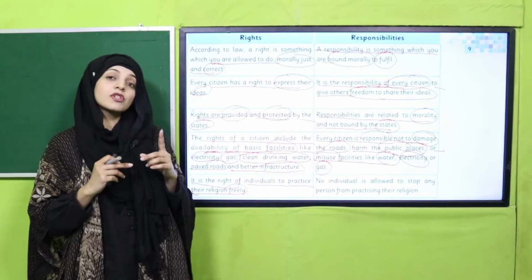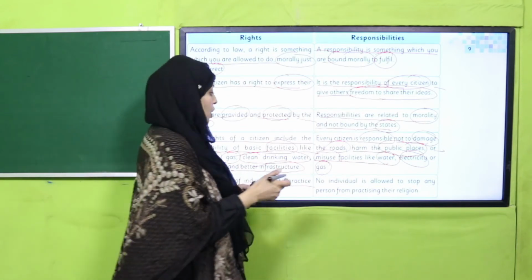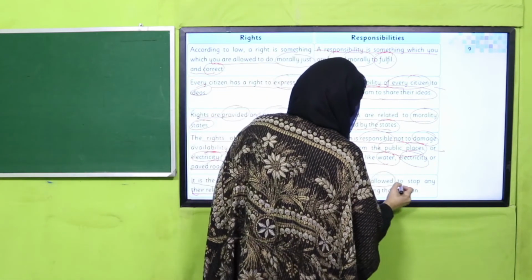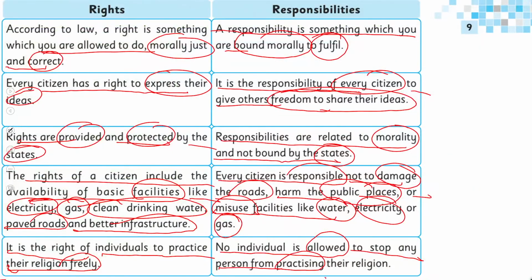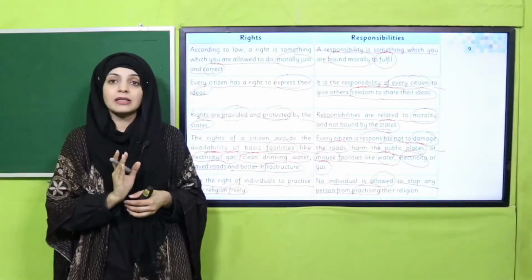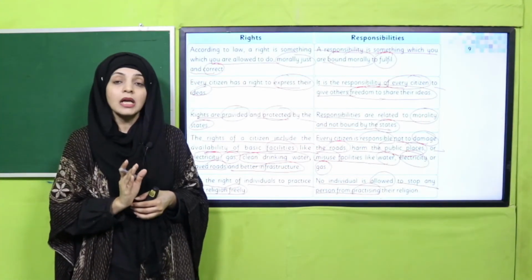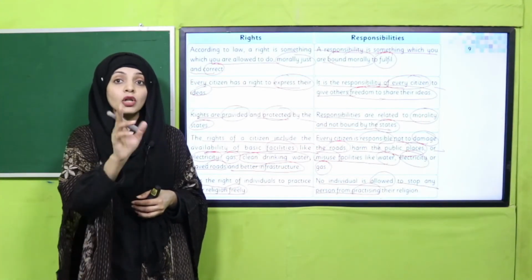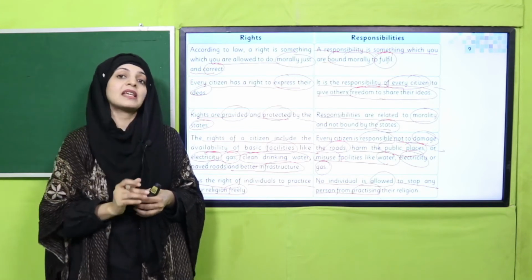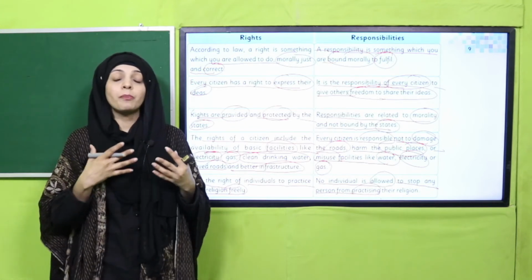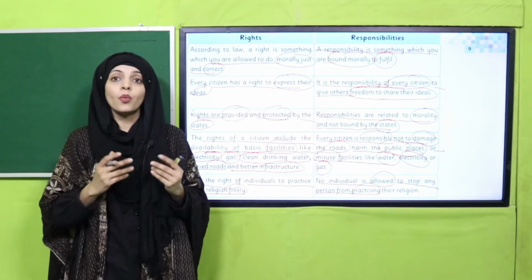Now what are the responsibilities? No individual is allowed to stop any person from practicing their religion. अब अगर आपको आपका रिलीजन फ्रीली प्रैक्टिस करने की इजाज़त है, and that is your right, so your responsibility is not to stop others from practicing their religion. So that is how a peaceful and smooth society will move and form.